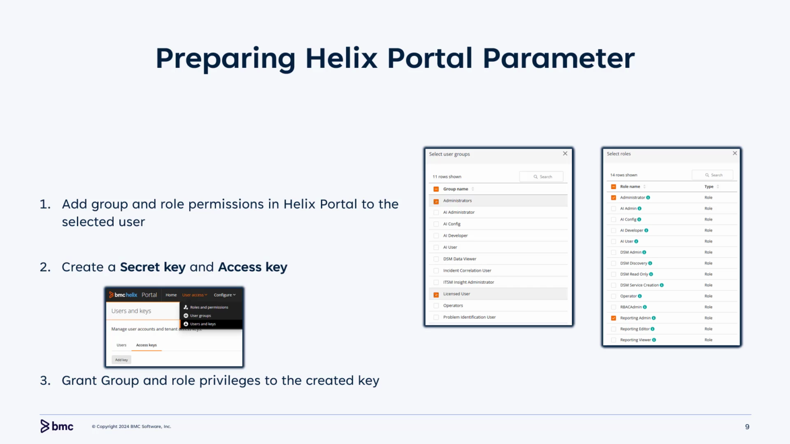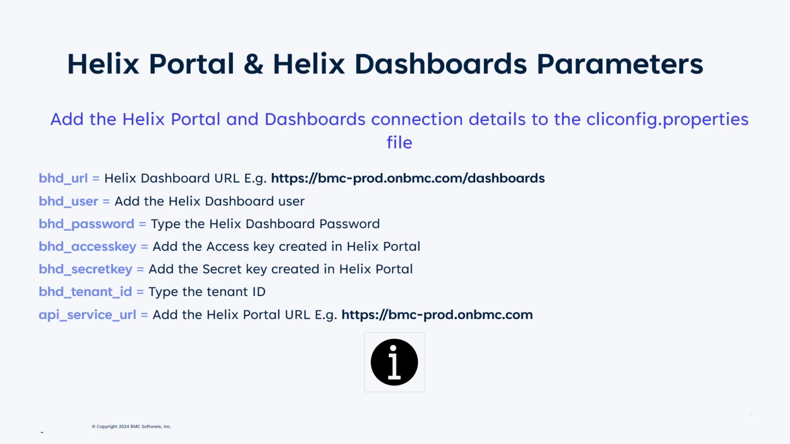In the third step, grant permissions to the created keys. Once you have completed these 3 steps, Helix Portal is prepared for migration of reports. The connection details for Helix Portal and Helix dashboards are configured in the CLI config.properties file as follows.